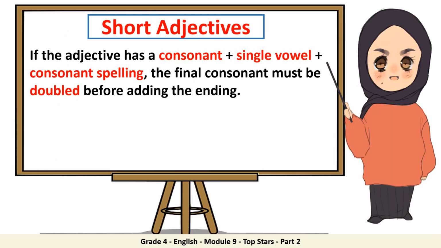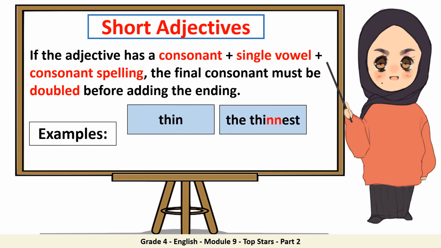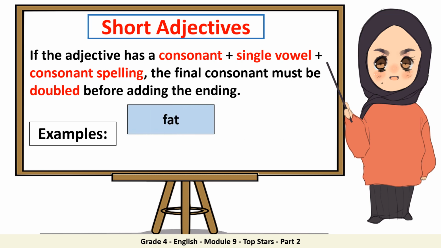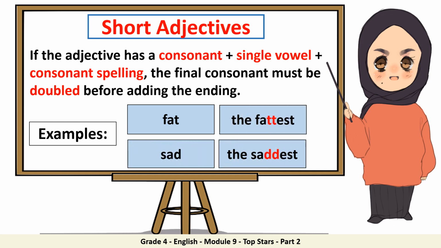Let's learn another case of the short adjectives. If the adjective has a consonant plus single vowel plus consonant spelling, the final consonant must be doubled before adding the ending. Let's have some examples. Thin, the thinnest. Big, the biggest. Fat, the fattest. Sad, the saddest.